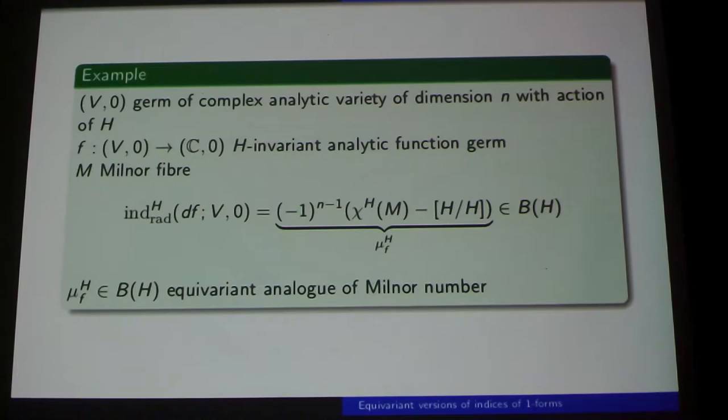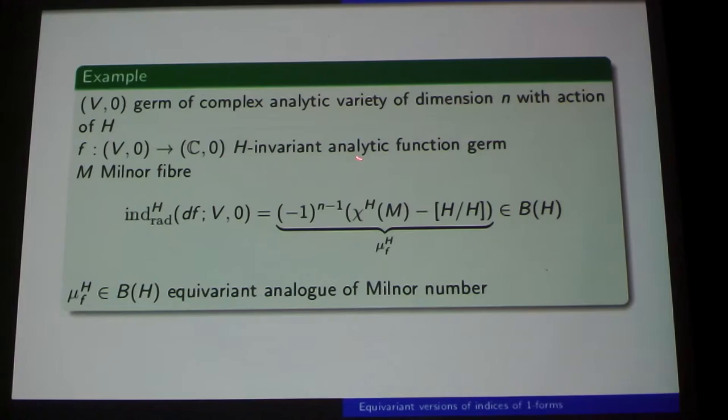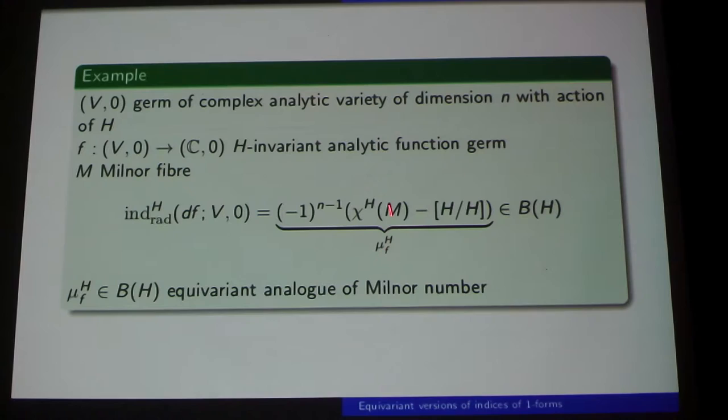So let me give an example. If we let V be a germ of a complex analytic variety of dimension n with an action of a group G, and consider an H-invariant analytic function germ on V, then one has the Milnor fiber. So this is a situation considered, for example, by V. And so we have the Milnor fiber, and one can show that the H-equivariant radial index of the differential of F is simply minus 1 to the power n minus 1 times the H-equivariant Euler characteristic of the Milnor fiber, minus this class H over H, minus 1.